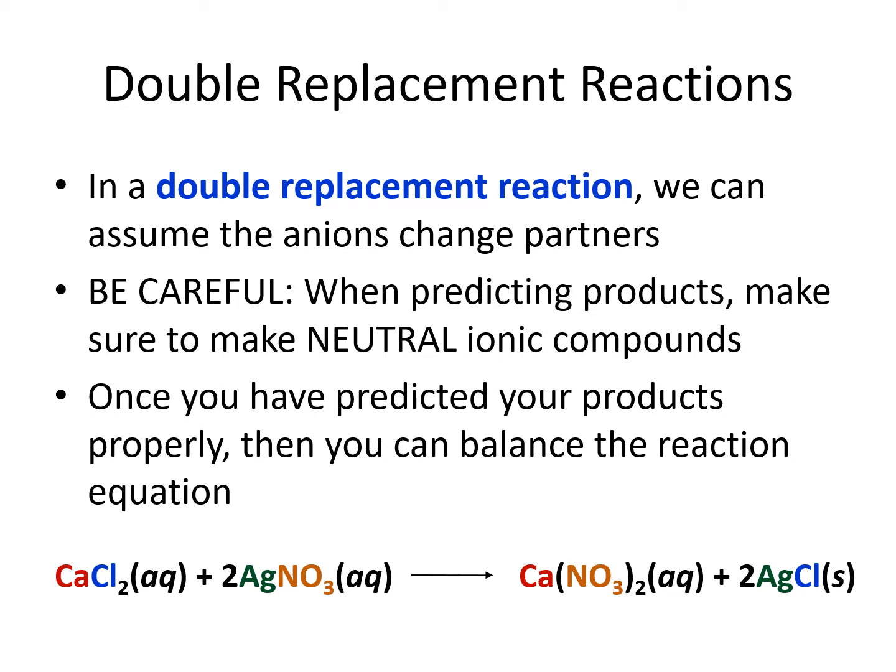In this case, we balance it by putting a 2 in front of the silver nitrate and a 2 in front of the silver chloride. It doesn't matter that we had 2 chlorines on the left in the calcium chloride, but silver chloride only ended up with 1 chlorine in it, because we put a coefficient in that fixes the problem.